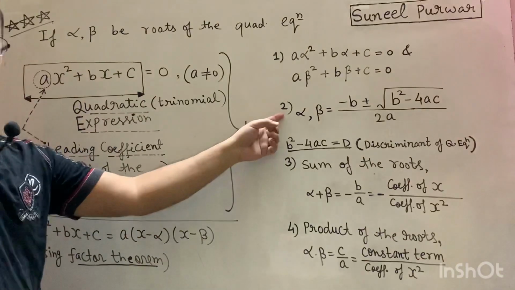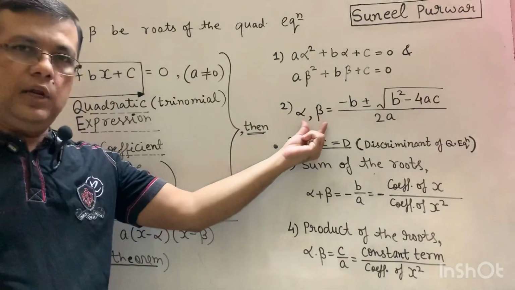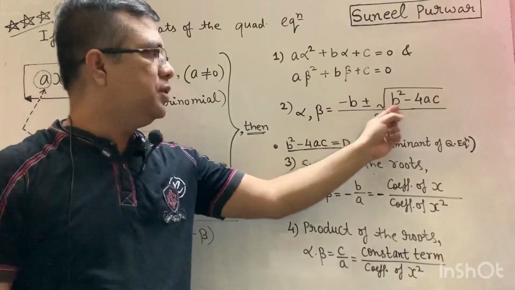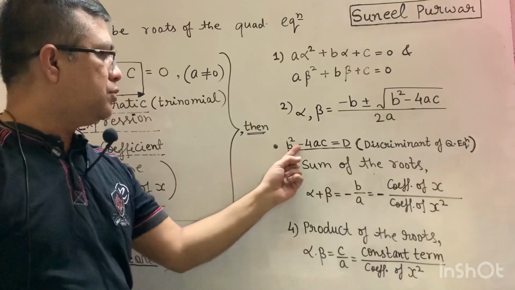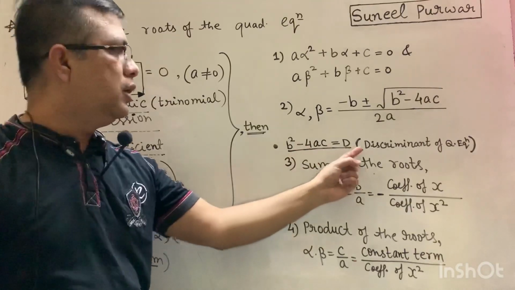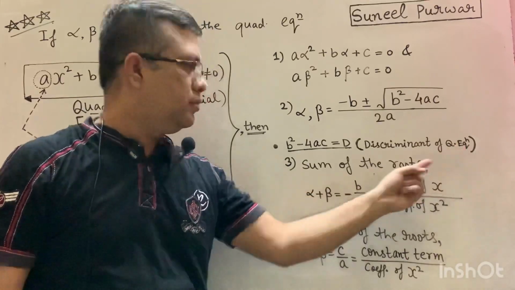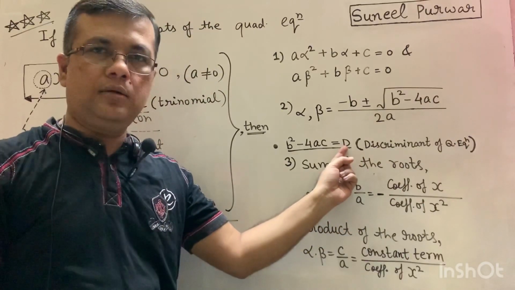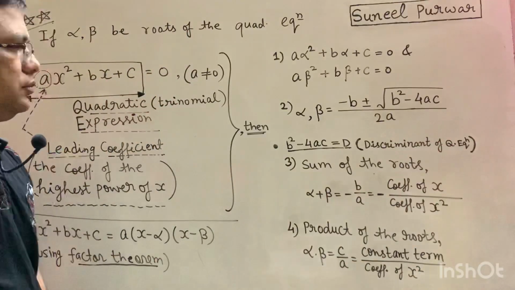Second point, what are the values of those roots? Alpha, beta: minus b plus minus under root b square minus 4ac upon 2a, where the quantity b square minus 4ac is called the discriminant of the quadratic equation, frequently denoted by capital letter D. What is it called? Discriminant of the quadratic equation.